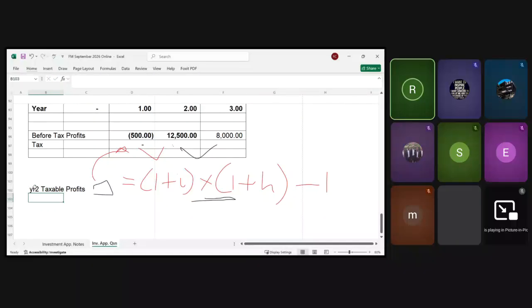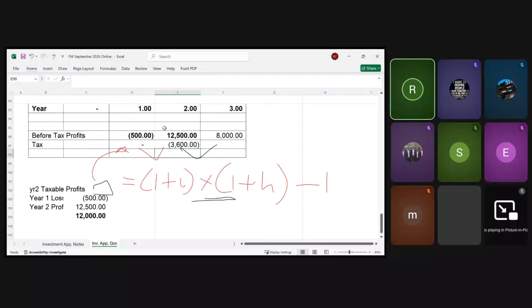What is it that we are going to do? Year 1 loss, we have 500, and then we have year 2 profit, we have 12,500. So year 2 taxable profits are going to be 12,000 after adding the two. So for us to calculate tax for year 2, we are going to have 30% times what we have worked out here.